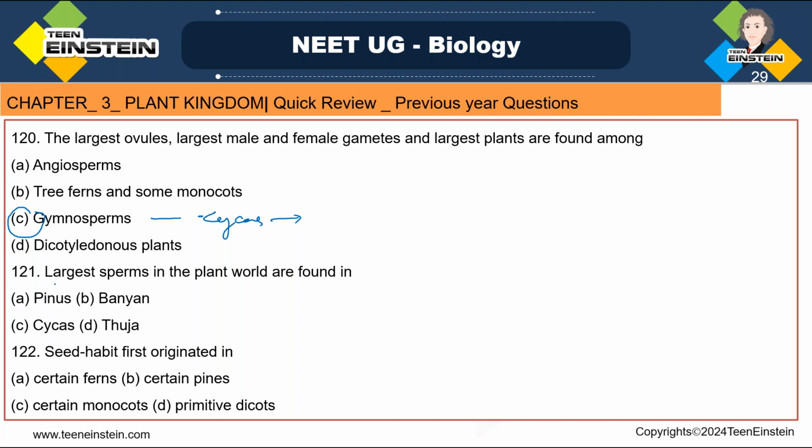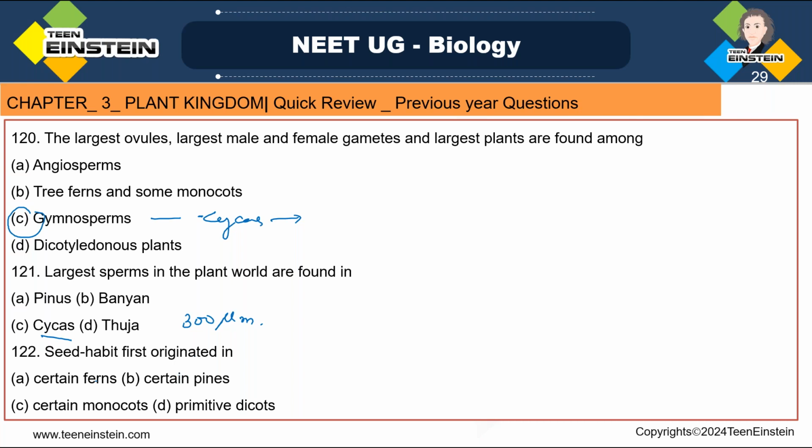Next question is, largest sperms in the plant world are found in Pinus, Banyan, Cycas, Thuja. So just now we said the sperm of Cycas is the largest in the plant kingdom, and it reaches the size of 300 micrometer. And the egg of Cycas and its nucleus are also the largest in the plant kingdom.